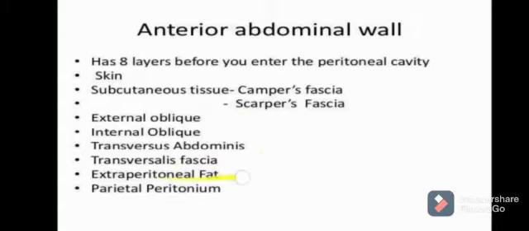And beneath this extraperitoneal fat we have the parietal peritoneum, which is the outer layer of the covering of the peritoneum. We have two layers, parietal and visceral peritoneum. So yes, the parietal peritoneum is separated from the fascia transversalis by extraperitoneal fat, and the fascia transversalis separates these muscle layers from the extraperitoneal fat, you may say.